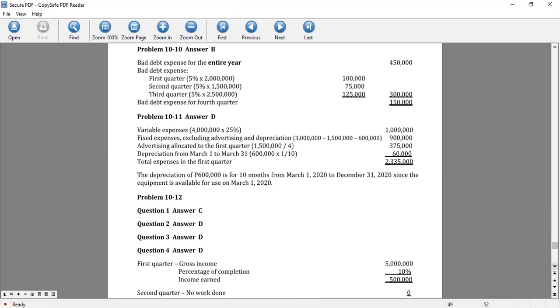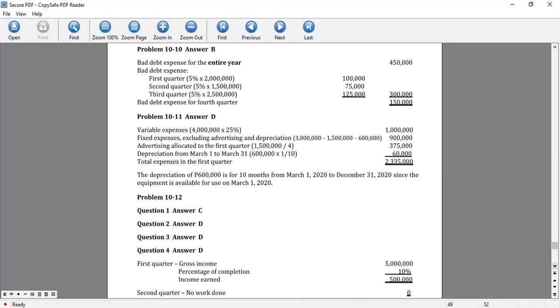So first, since we are asked to determine the total expenses, we have to include variable expenses. The total of the expenses is 4 million, that's for the first quarter. And by the way, we are asked to determine the total expenses that should be reported for the first quarter. So the total expenses in the first quarter is 4 million, 25% was variable.